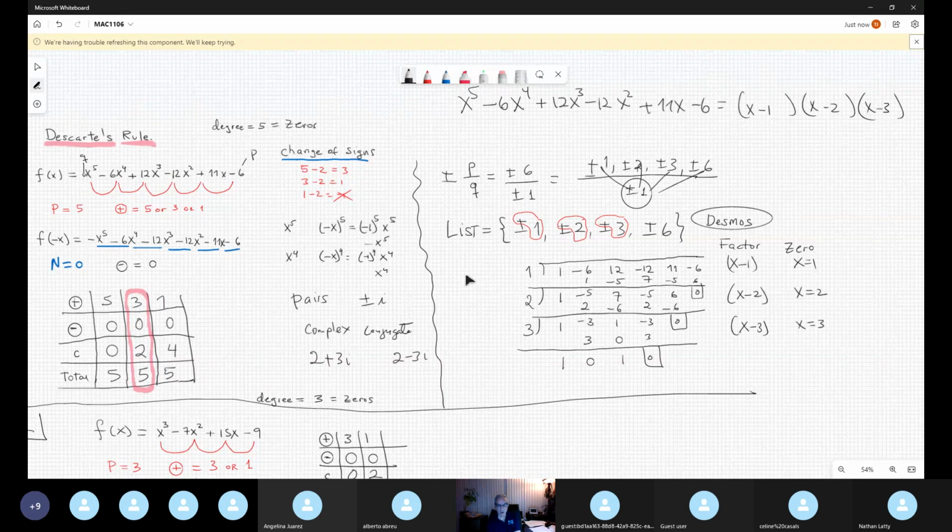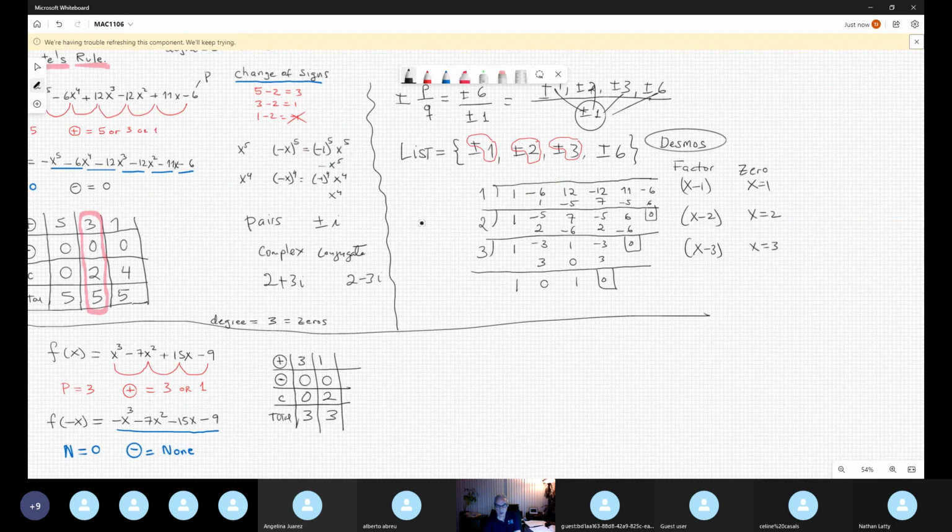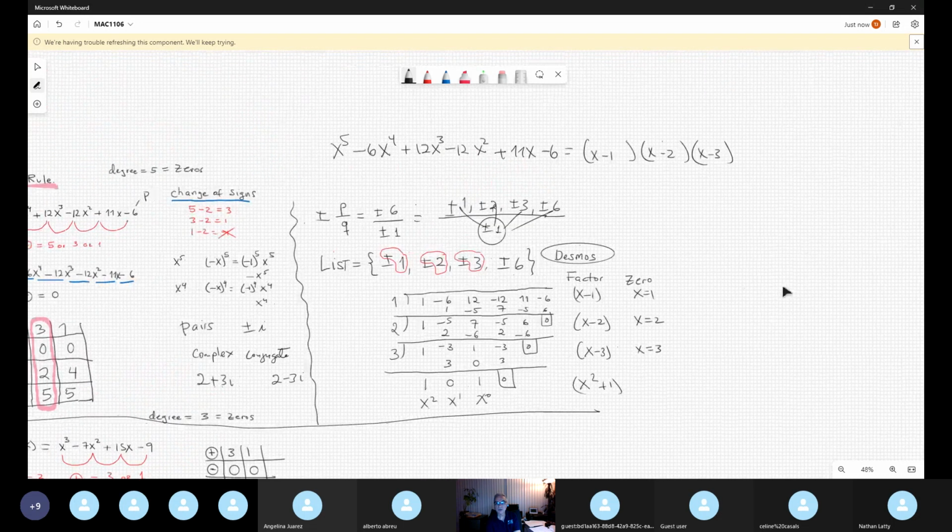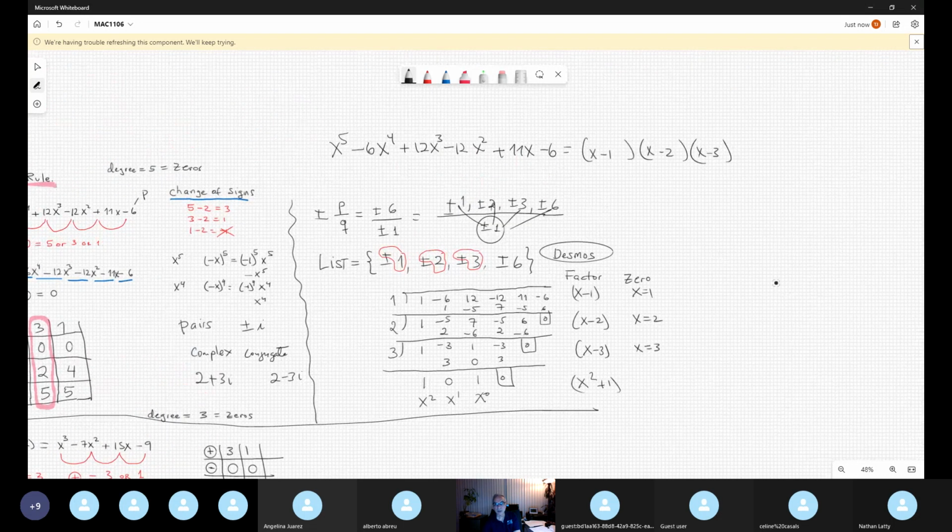And how do you know the complex? Look at that. I take here the quotient part. This is x to the 0, x to the 1, and x to the 2nd. Conclusion: this is x to the 2nd plus 1. You know very well that x to the 2nd plus 1 is an irreducible quadratic prime expression that you cannot factor, because the solution is 2 imaginary numbers. And this is the final answer, x squared plus 1. Bang.